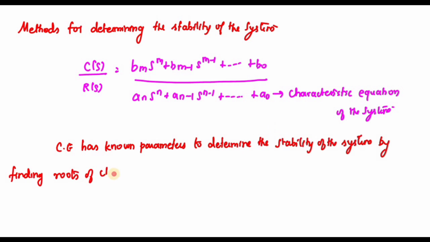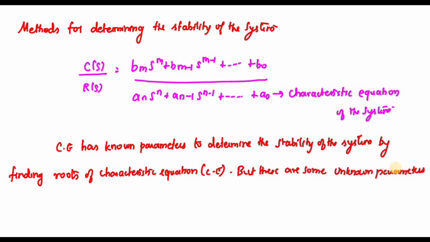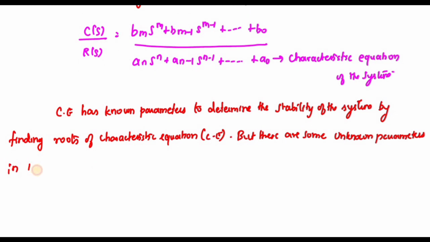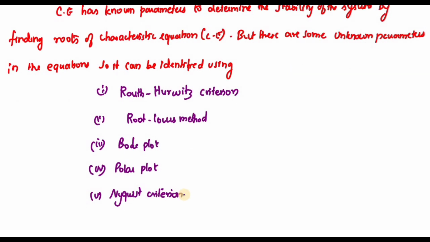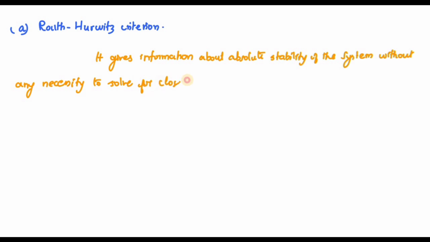The characteristic equation has known parameters in order to determine the stability of the system by finding its roots. But there are also some unknown parameters in the equation. Stability can be determined using the Routh-Hurwitz criteria, root locus method, Bode plot, polar plot, and also the Nyquist criterion. In this video, we are going to discuss the Routh-Hurwitz criteria.